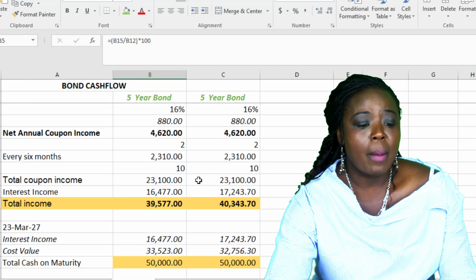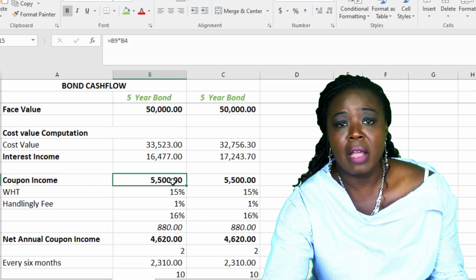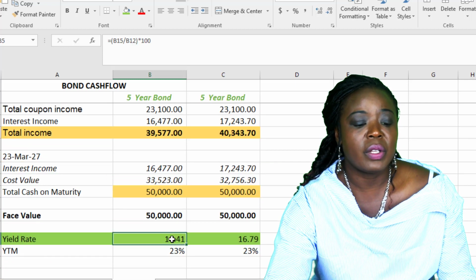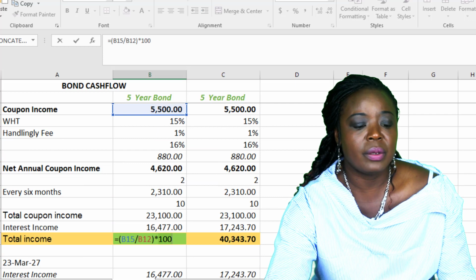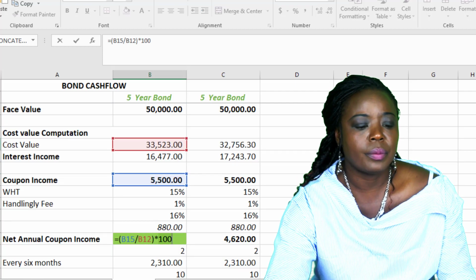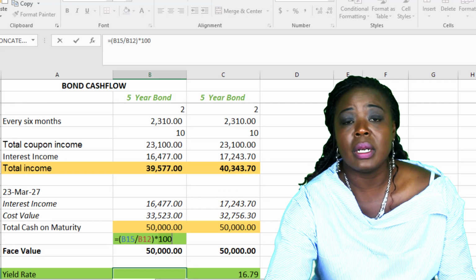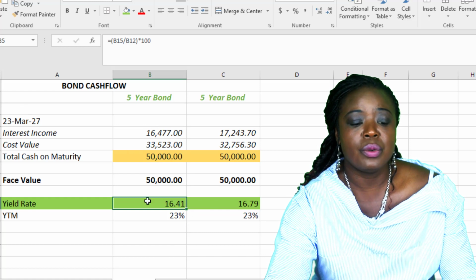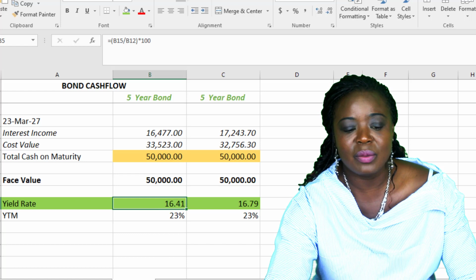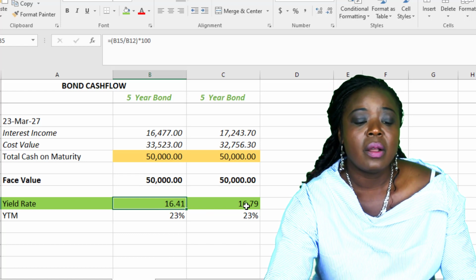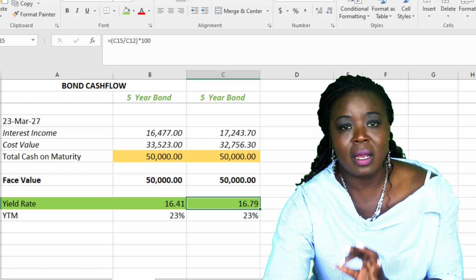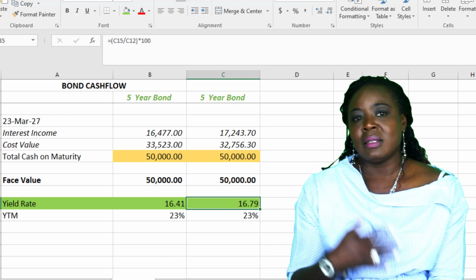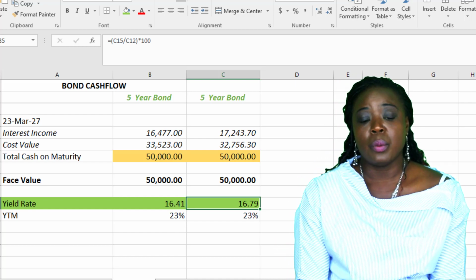That is the yield rate. So if you look at the coupon amount, which is 5,500 divided by the amount, which is 33, it gives you the yield rate of 16. So those are the two numbers that are making up the yield rate. So it's the annual coupon income divided by the price of the bond. That gives you your yield rate. So for March 2022, the yield rate on a 50,000 kwacha bond investment is 16.41. The yield rate for the August 2022 50,000 kwacha bond investment is 16.79. So the August 2022 bond investment has a higher yield compared to the March 2022 bond investment.